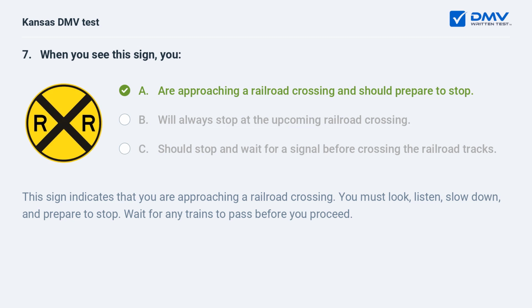This sign indicates that you are approaching a railroad crossing. You must look, listen, slow down, and prepare to stop. Wait for any trains to pass before you proceed.